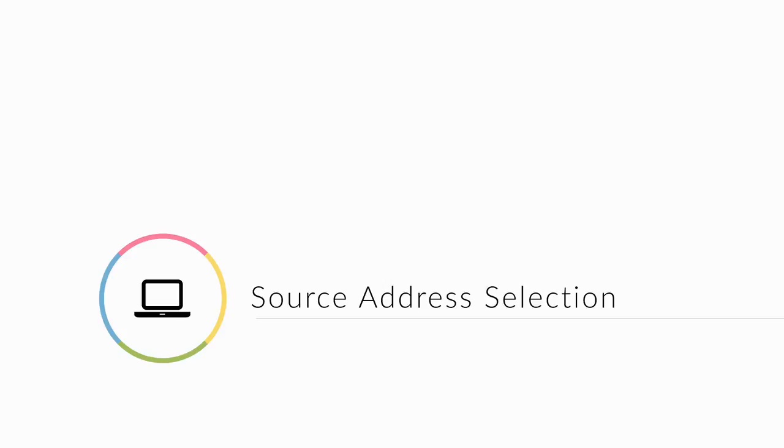Let's have a look at the source address selection. If you have multiple addresses per link, or at least you can have, then you have to find out which address to use as a source if you're communicating to your local neighbor or communicating to the Google server.